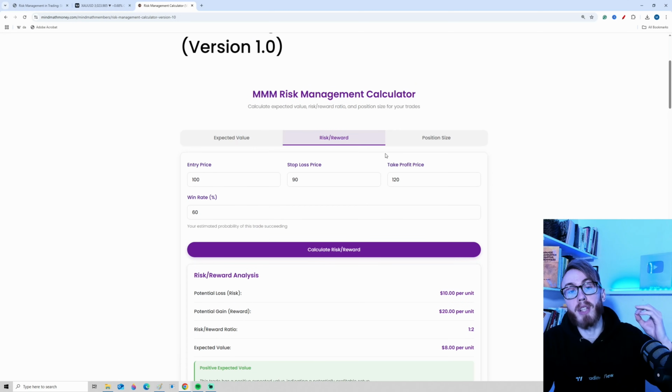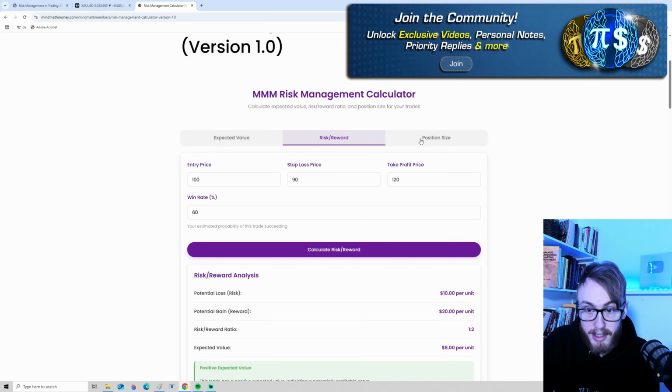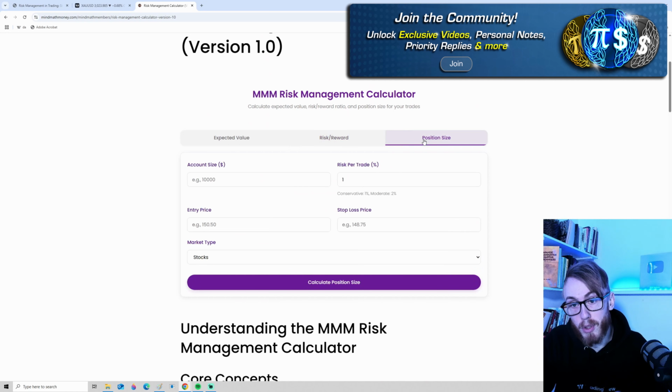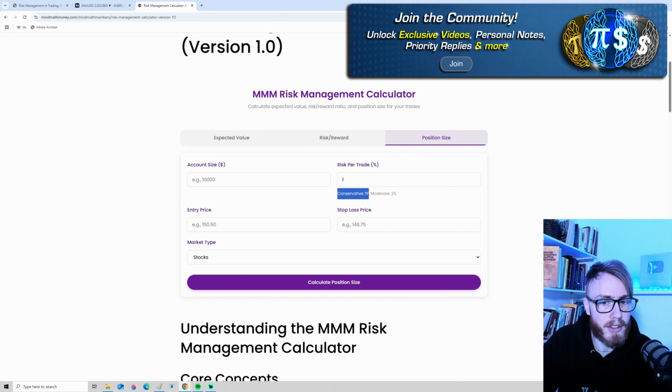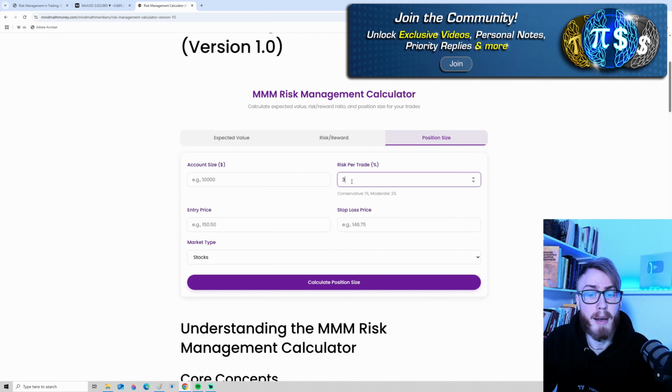And here, if you use our Mind Math Money community calculator, you can just go to position sizes here, and the standard, the original value here for the risk per trade is 1%. But some traders, as you can see here, the conservative value is 1%. Some traders use 2% or even 3% risk per trade here. But to make this clear, let's say that we use 1% risk per trade.